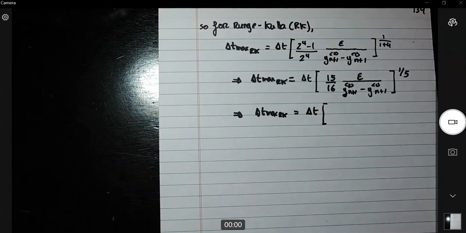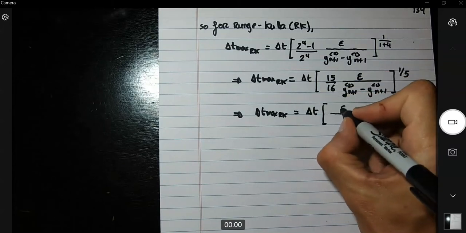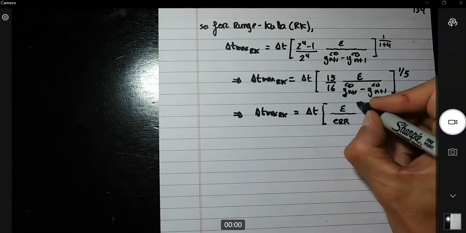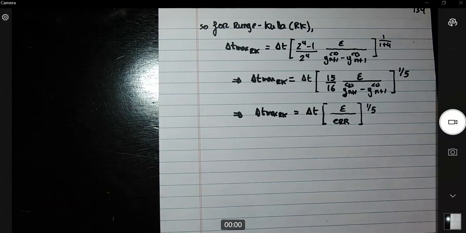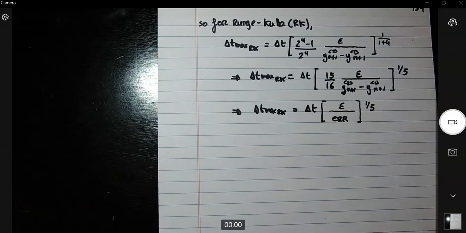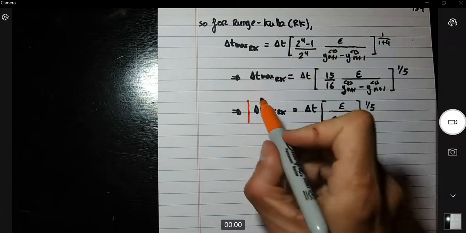So we can simplify that equation over there as being equal to the epsilon divided by the error, everything to the 1/5. Okay? So this is what needs to be done during the programming. But again, I'm going to give you hints on how to do it.